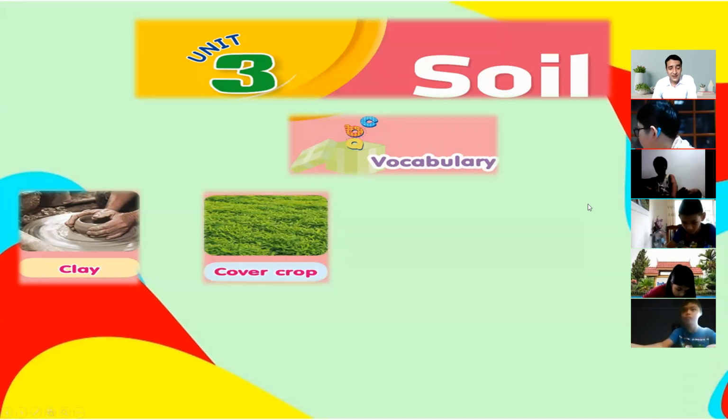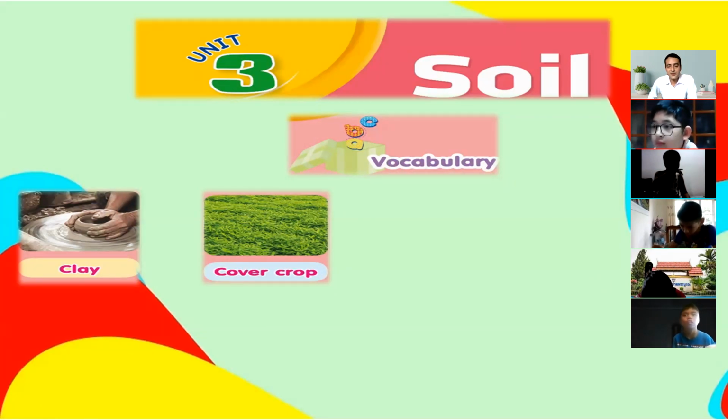Now, the second word we have is cover crops. Can you pronounce after me, students? Cover crops. Cover crops are plants that are planted to cover the soil rather than for harvest. The purpose of that is to manage the soil fertility and soil quality. Those are cover crops.